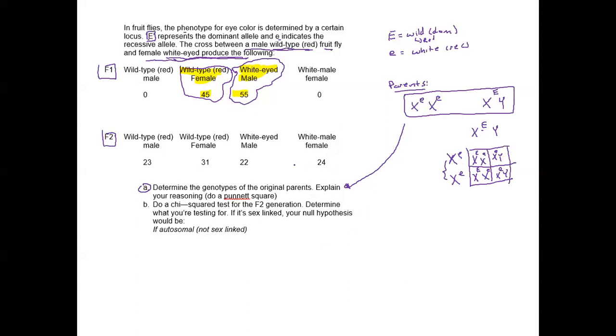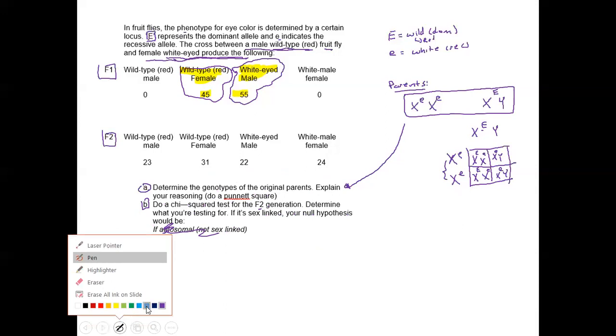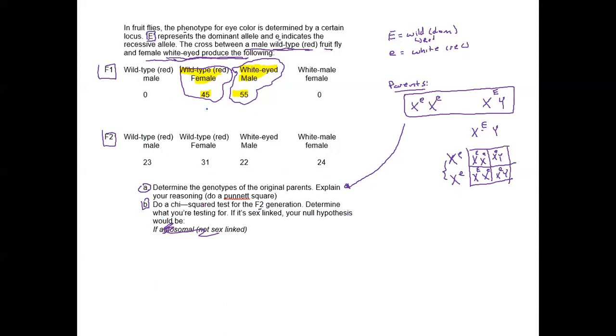So now let's move on to part B, where it's asking us to do a chi-square test for the F2 generation. Determine what you're testing for. If it's sex-linked, don't worry about that part because I'll walk you through your null hypothesis in a second. But before we do that, I'm going to cross these. Basically, what this means to get your F2 is I took a male and a female from here, and I'm going to cross those, and this is going to be my result. We're assuming that's the parents' genotype. We now figured out that it's sex-linked, so I have to keep these genotypes. So I'm going to take a female and a male from the F1, and I'm going to cross them.